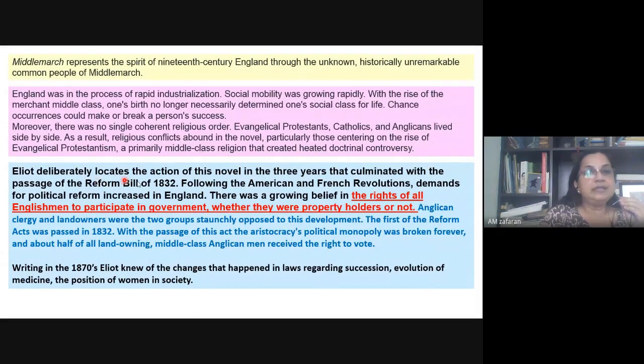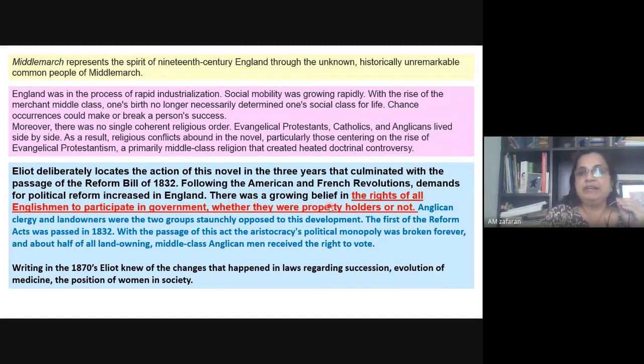Now, Eliot deliberately locates the action of this novel in the 3 years that culminated with the passage of the Reform Bill of 1832. Following the American and French revolutions, demands for political reform increased in England. So this was the time when the French Revolution had happened and the American war for independence had also happened. So people were aware that these things were happening in the world, and there was an increasing demand for more reforms within the country of England.